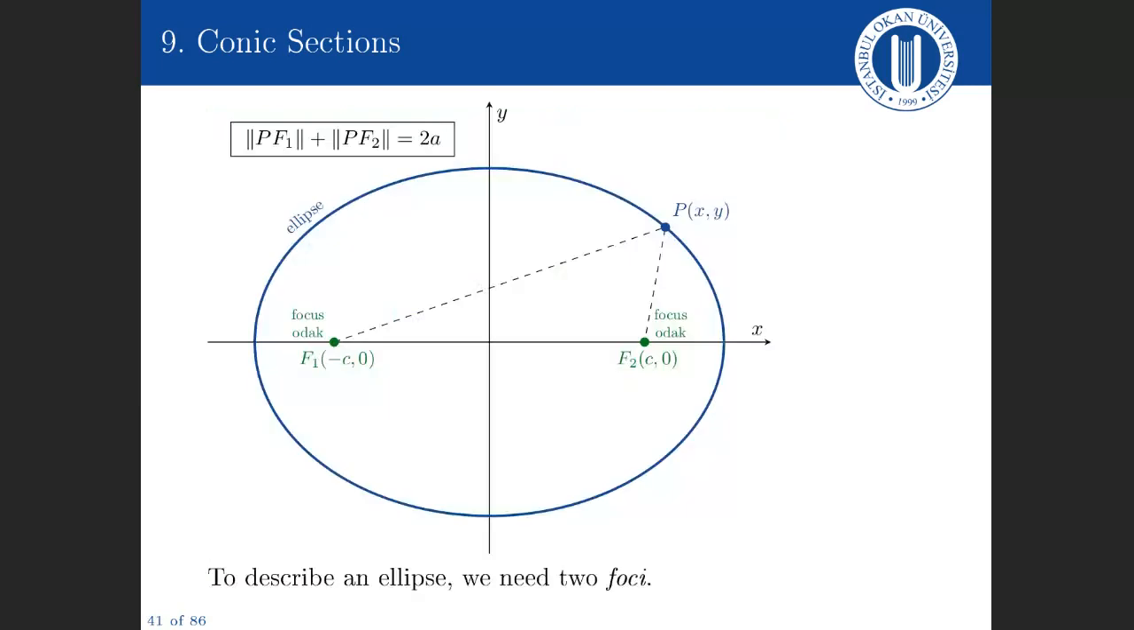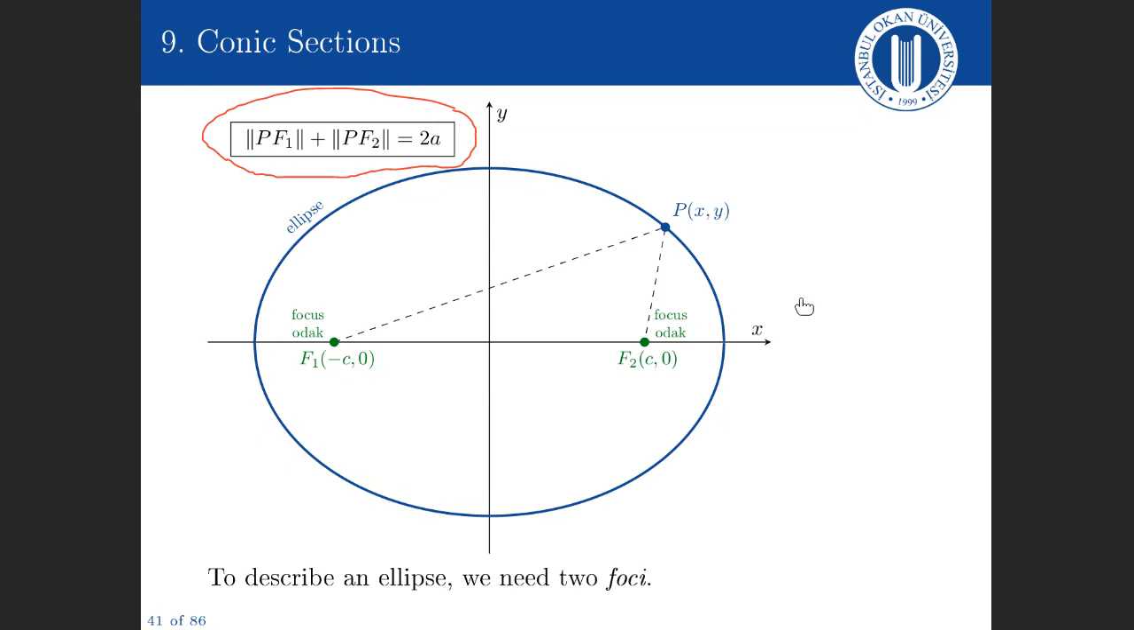What's the rule for an ellipse? The rule is that the distance from P to the first focus plus the distance from P to a second focus must be a constant. To describe an ellipse, we need two foci. Foci is just the plural of focus. We could have one focus or two foci. Let's suppose we say that our foci are at (minus c, 0) and at (c, 0). We'll take any point on the ellipse, it doesn't matter where it is on the ellipse, and we'll call that the point (x, y).